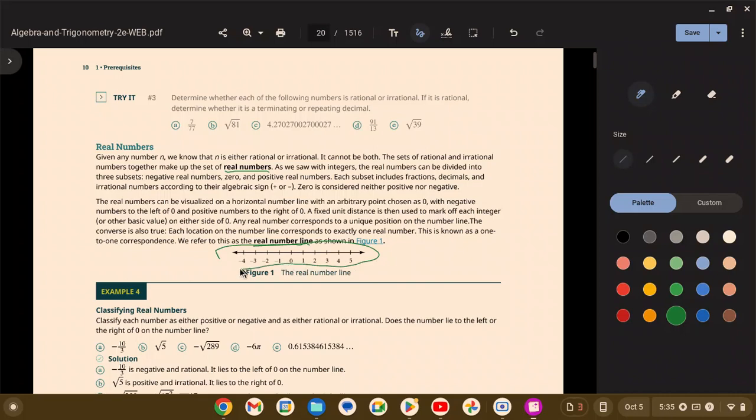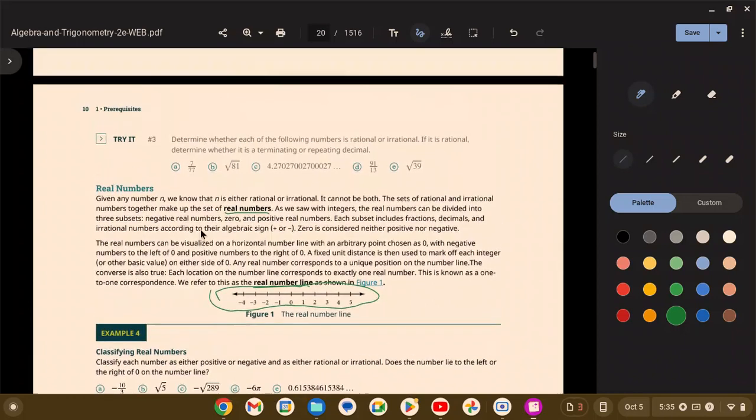Let's go ahead and circle that little guy. So there's the real number line. Number lines are very useful.